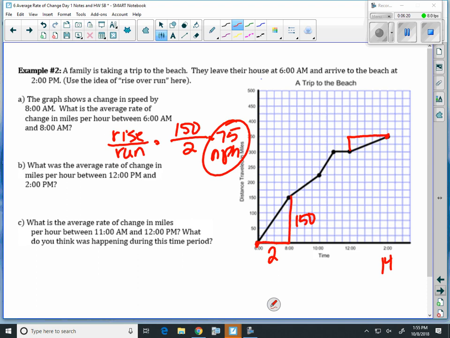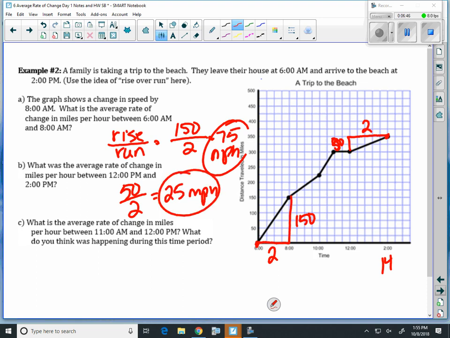Okay. So if I go from 300 to 350, that's a rise of 50. Rise of 50. Okay. What's my run? If I go from 12 to 2. Think about 12 to 14. 2. Okay, that's 2 hours. So that's going to be 50 over 2, which is 25 miles per hour.